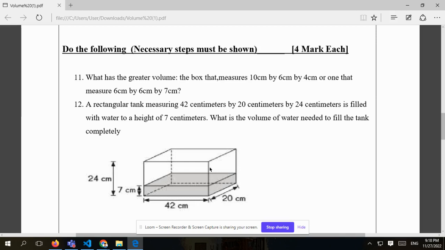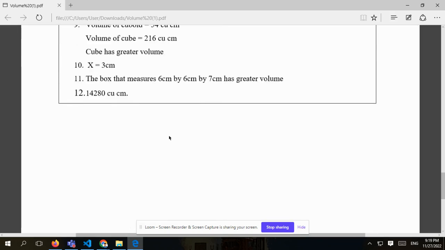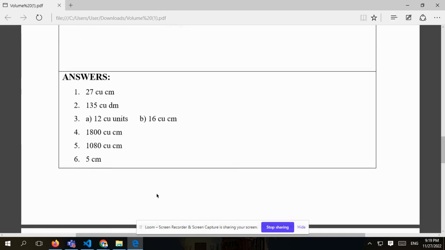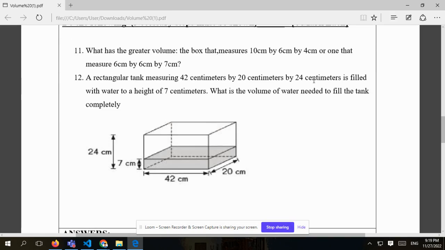Now subtract: 10 minus 8 is equal to 2, and 9 minus 5 is equal to 4. So 14280. I hope that's the answer. Yes, 14280 is the answer. So it's a very simple problem, guys. It looks very confusing but is very easy. You have to find the volume of the outer tank, then find the volume of water filled, then subtract this from that. You will get the answer.